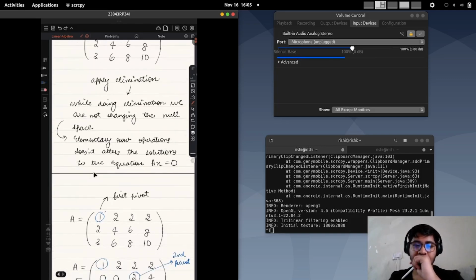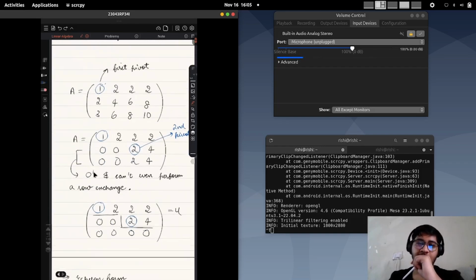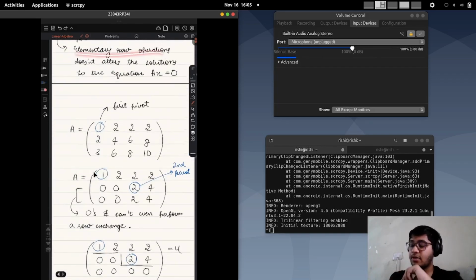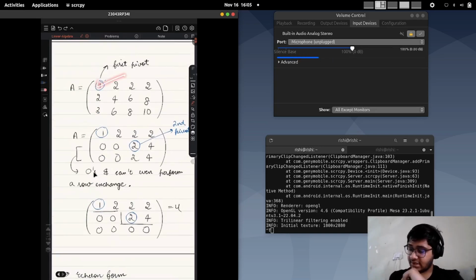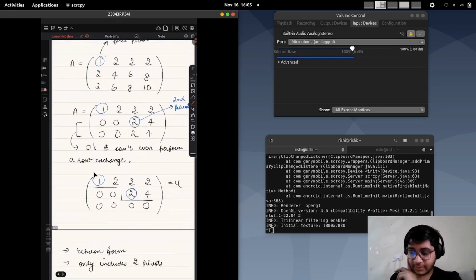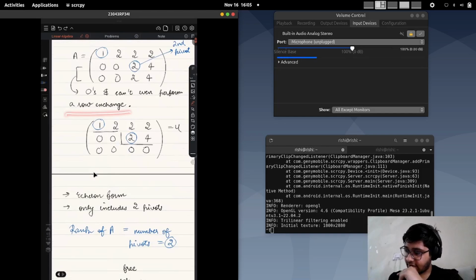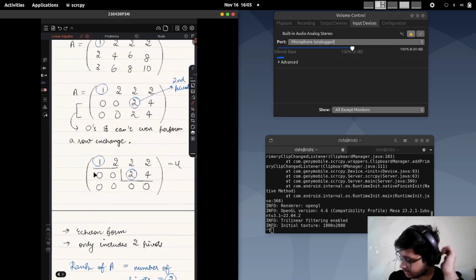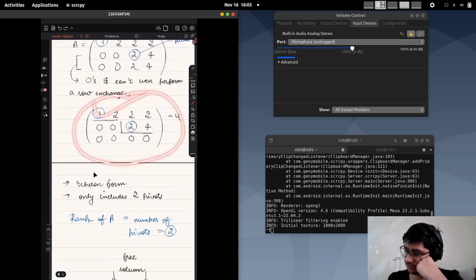So elementary row operations do not alter the solution, obviously, we know that. Yeah, that was the term I was finding, elementary row operations. First pivot, we will subtract that, we will find the second pivot, and then we will have to do a row exchange. Because they are all zeros, we can't even perform a row exchange. It will not benefit anything, but this is whatever we can do. So we found 2 pivots and formed this matrix.